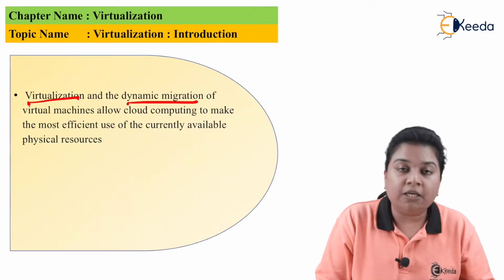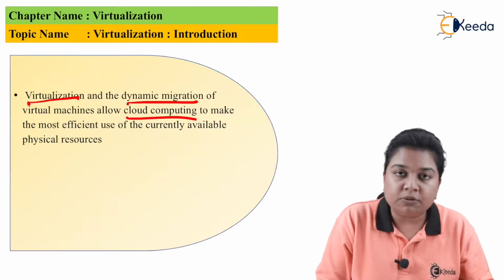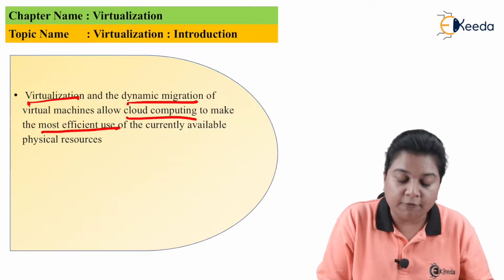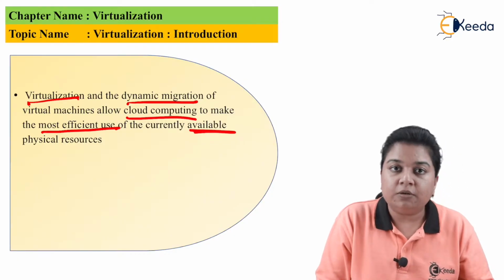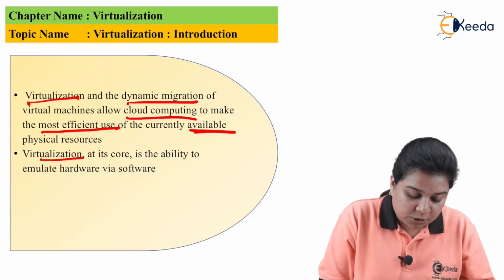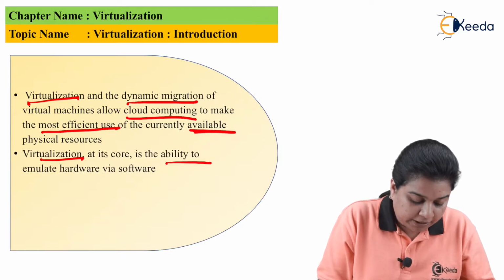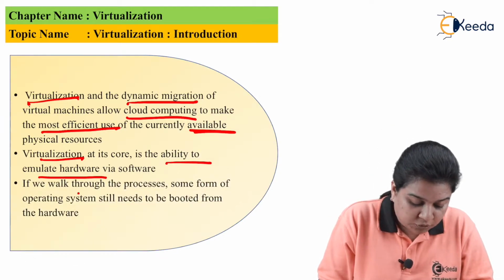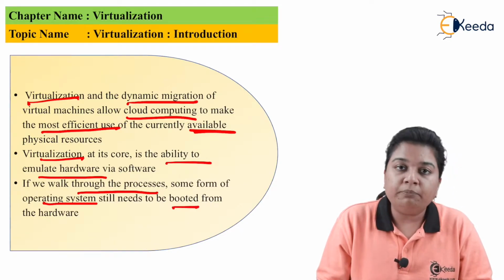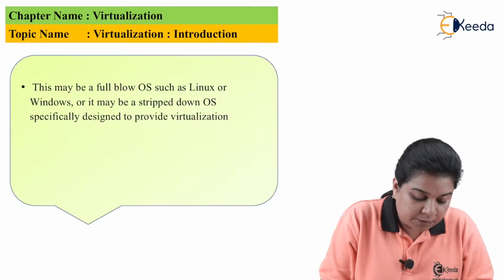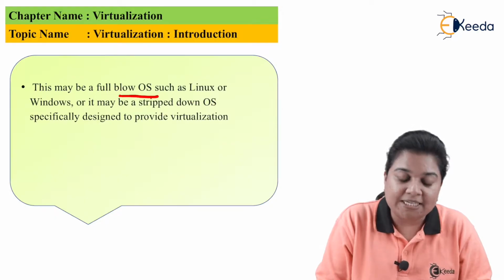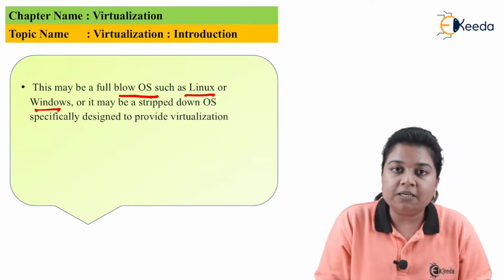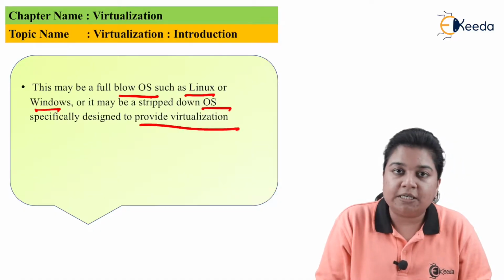Virtualization and the dynamic migration of virtual machines allow cloud computing to make the most efficient use of currently available physical resources. Virtualization at its core is the ability to emulate hardware via software. If we walk through the process, some form of operating system still needs to be booted from the hardware. This may be a full-blown operating system such as Linux or Windows, or a stripped-down operating system specifically designed to provide virtualization.